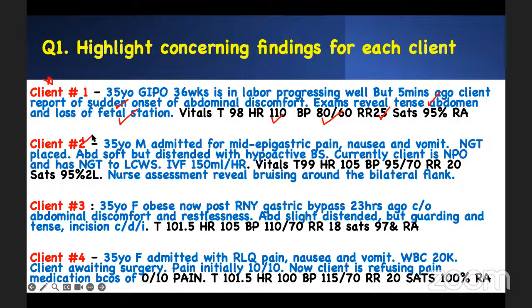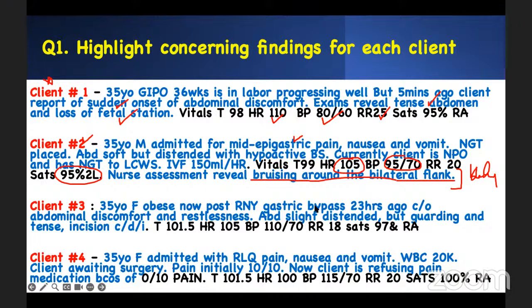What about number 2? He has mid-epigastric pain. It's not that bad. It's consistent with the pancreatitis. Nausea, vomiting, it's consistent with pancreatitis, basically. It's not a problem, but there's tachycardia. The blood pressure is going down, right? His SAT is 95 on 2 liters, not doing well. And then he has bruising around the bilateral flank area. This is bleeding. So those are the things you should worry about. He's in respiratory distress and he's bleeding.